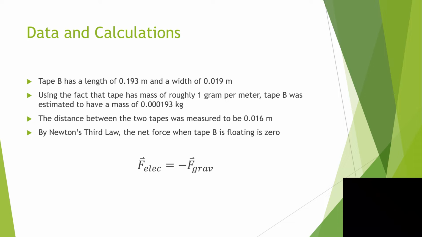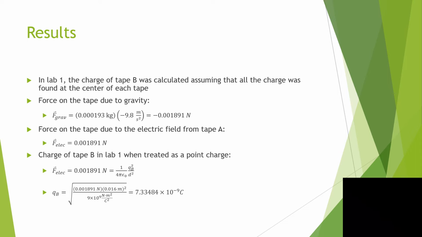Also important to this experiment is Newton's third law, which implies that the net force when tape B is floating is zero, meaning that the electric force on tape B is equal to the negative gravitational force felt by tape B. By performing a few calculations, we found the force on the tape due to gravity to be negative 0.001891 newtons. Therefore, the force on the tape due to the electric field from tape A is 0.001891 newtons. Finally, using these previous calculations, we were able to determine that the charge of tape B is 7.33484 times 10 to the negative 9 coulombs.